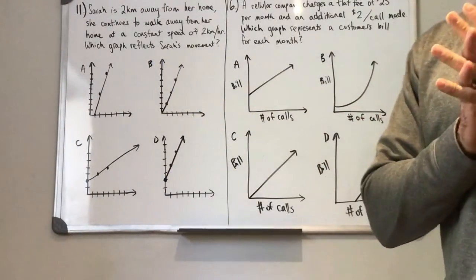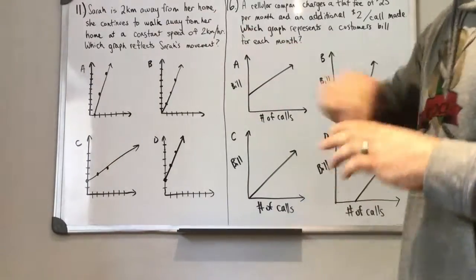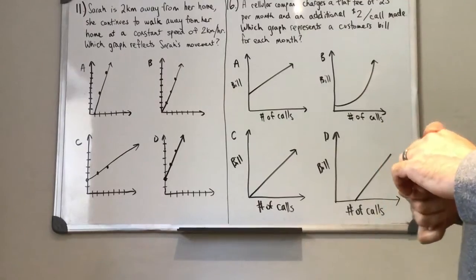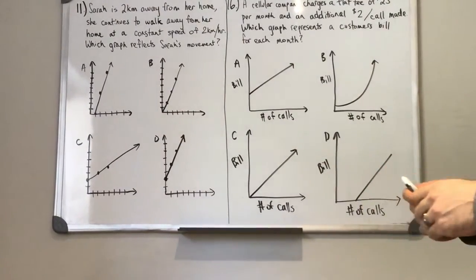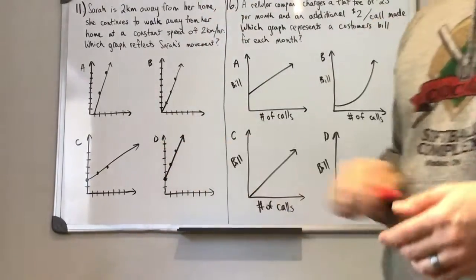Alright, so I had two questions from the quiz, and they're both actually fairly similar. So we'll look at the first one here. Sarah is 2 kilometers away from her home. She continues to walk away from her home at a constant speed of 2 kilometers per hour. Which graph reflects Sarah's movement? Okay, so we're going from a description to a graph.